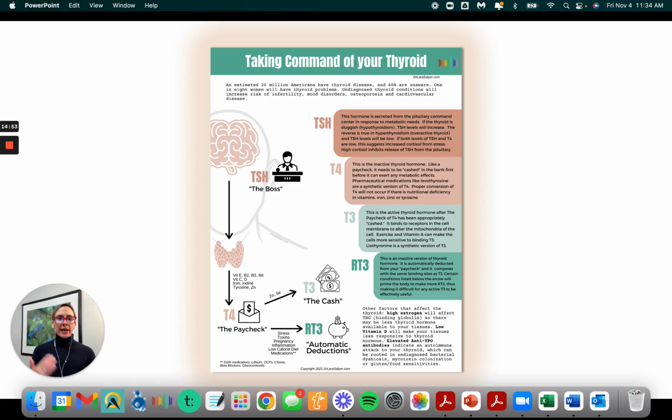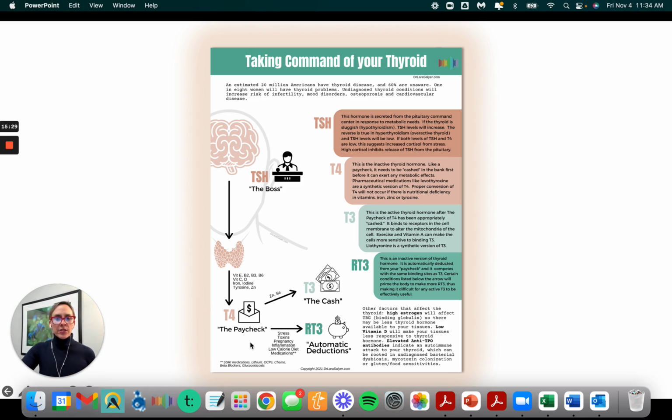So let's go back to the basics. Think about your brain. That's the boss. That's telling the body what to do. The pituitary kicks out TSH, thyroid stimulating hormone, goes to the thyroid gland here, and it tells the thyroid gland we need thyroid hormone. So it produces T4. These things, vitamin E, B2, B3, B6, vitamin C, D, iron, iodine, tyrosine, and zinc are all important in the process of actually producing thyroid T4 hormone.